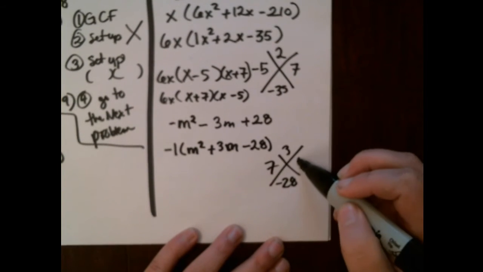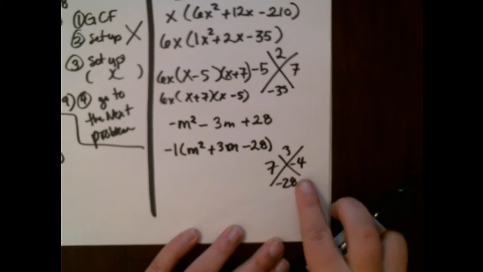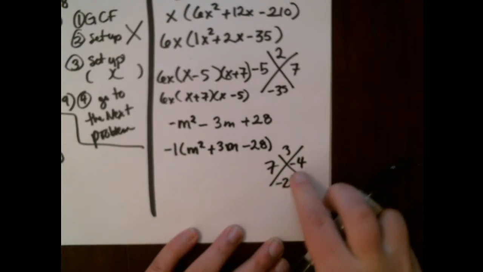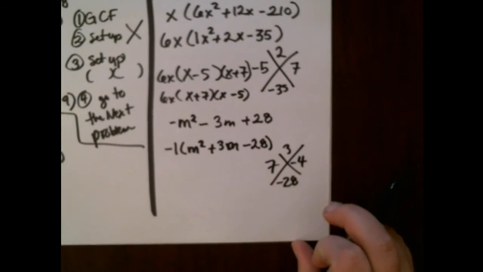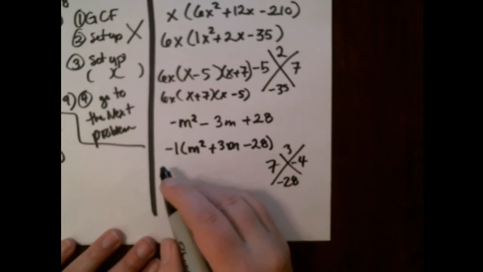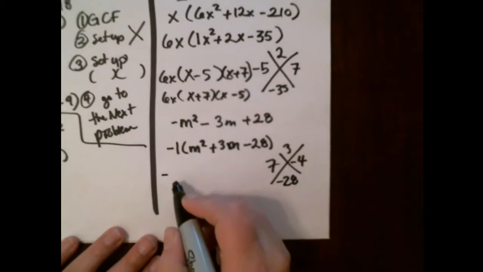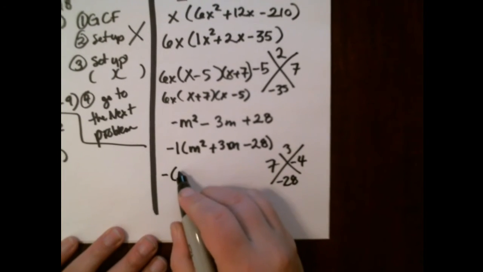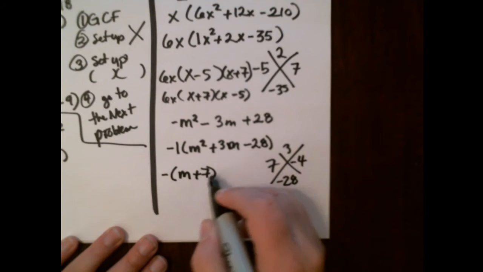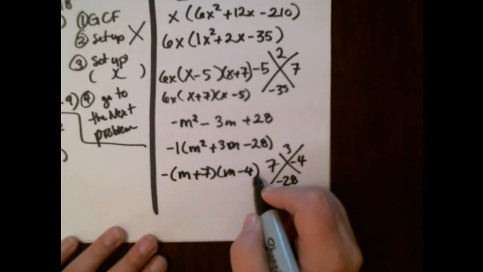I'm going to do a 7 and a 4. I'm going to put a negative on the 4 so that they multiply to the negative and add to a positive. Keep that negative out front. You don't actually have to write the 1. You can write it as just a negative. And then m plus 7, m minus 4. And you're done.